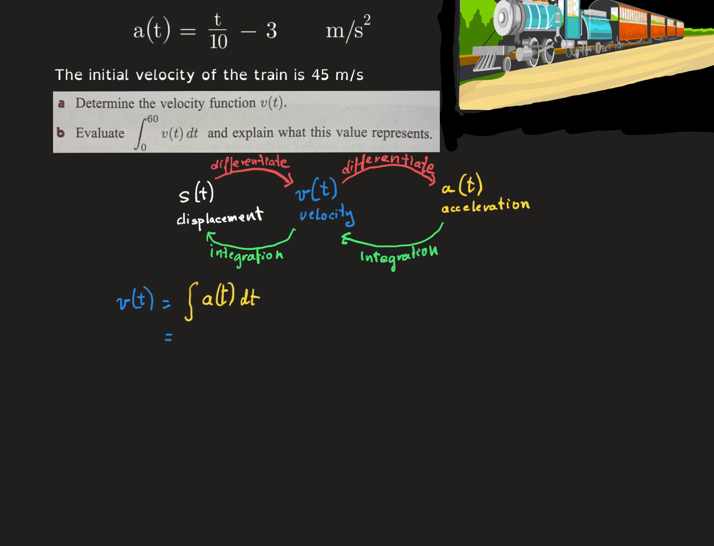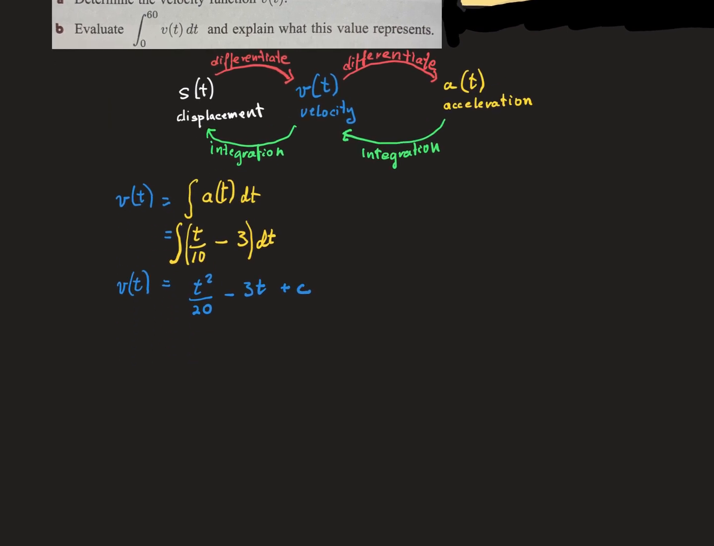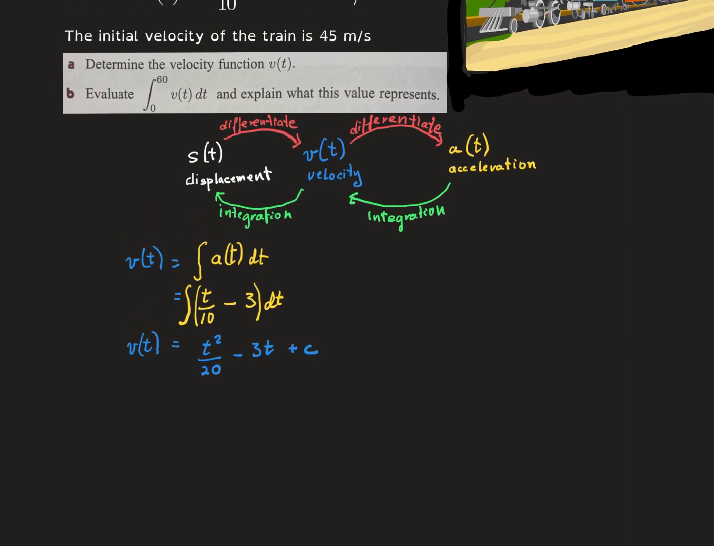And so we'll just substitute that function for acceleration, which is t over 10 minus 3, and integrate it, dt. And so our velocity function will be t squared over 20 minus 3t plus c. And whenever we do integration, we end up with this value c. But we do know that the initial velocity of the train was 45 meters per second.